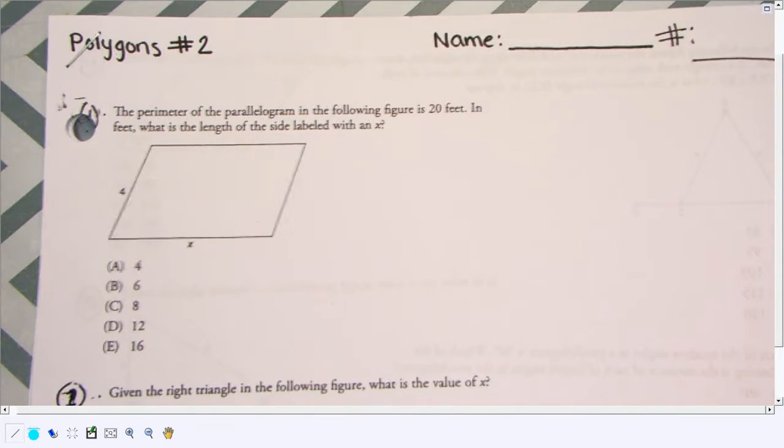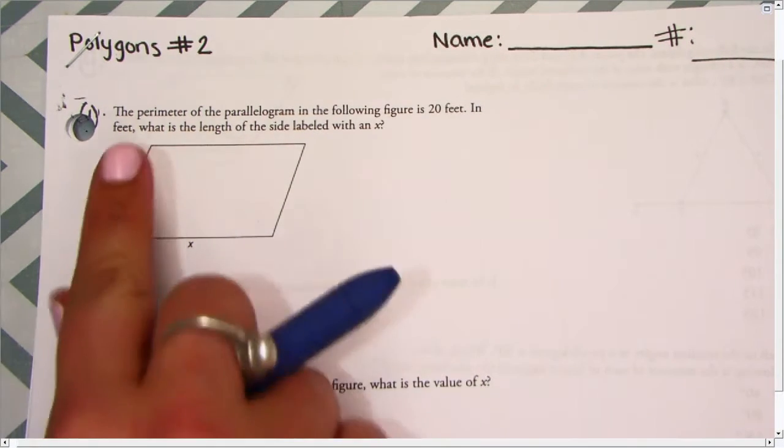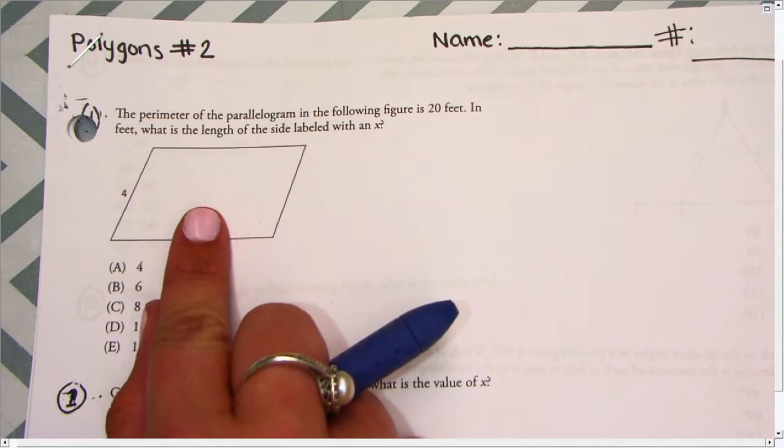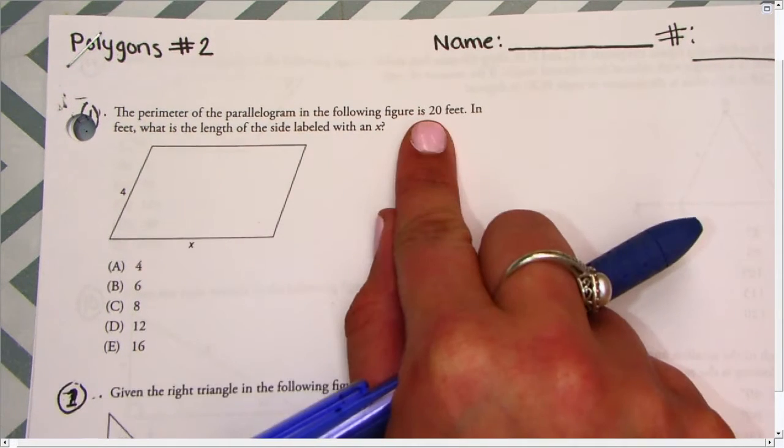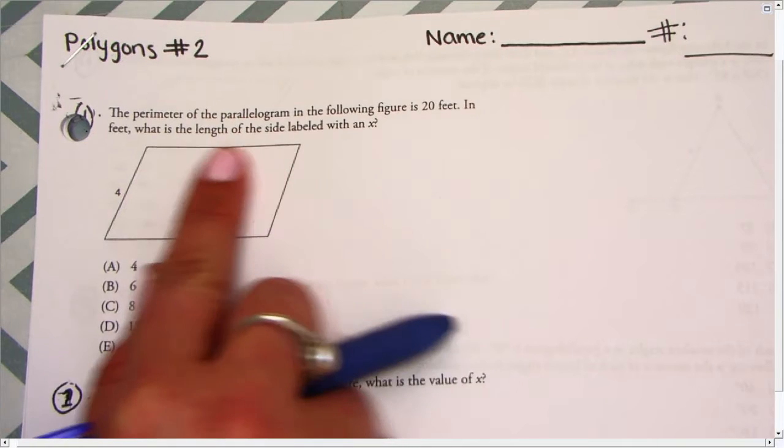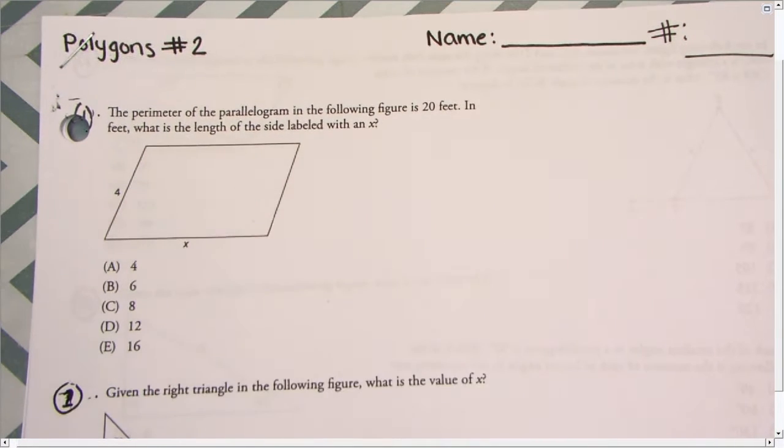In this video, we're going to do polygons number 2. The perimeter of a parallelogram in the following figure is 20 feet. Remember, perimeter means the distance around a shape. So if I add up all the sides, the perimeter is going to be 20. Find the length of x.